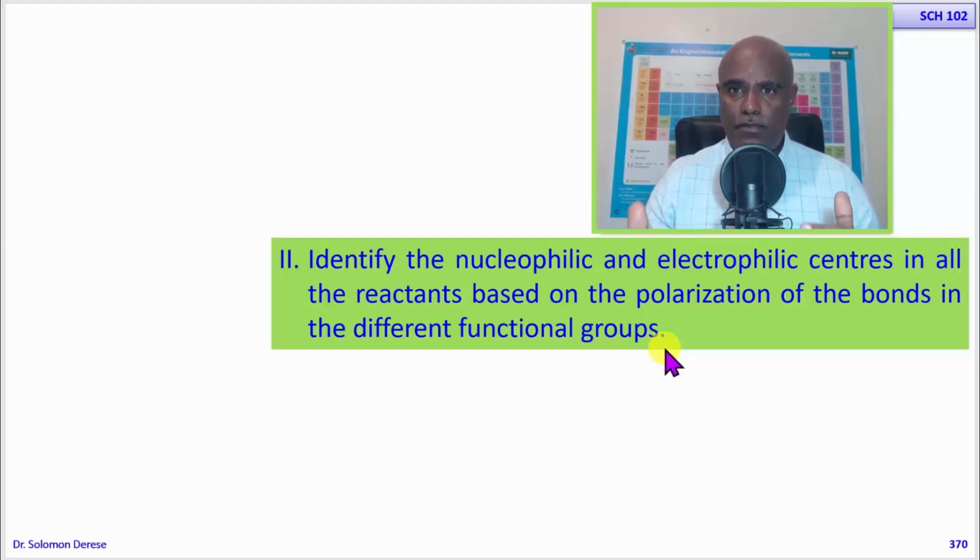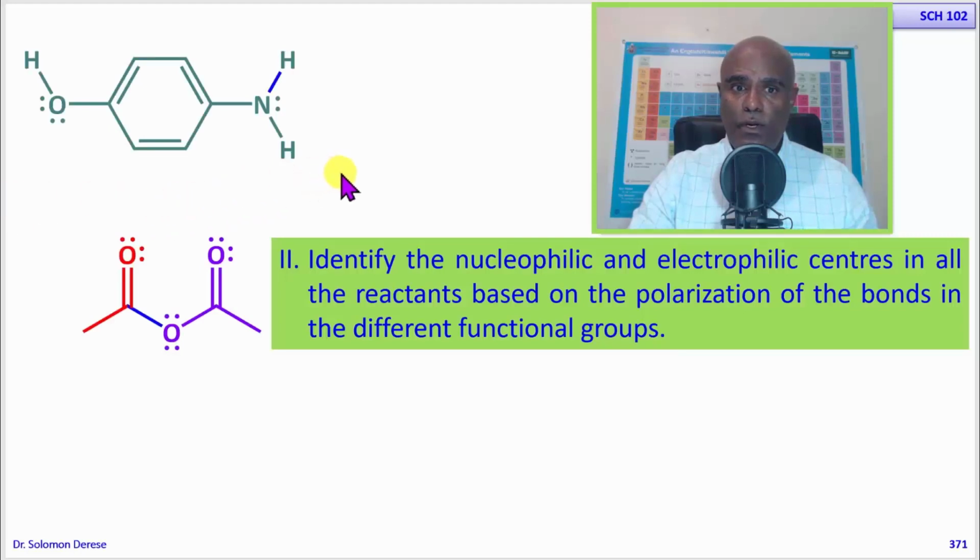Polarization pattern is dependent on the polarization of a bond. If you have a bond between two atoms and these two atoms are not the same, when one is more electronegative than the other, the more electronegative atom will attract the electrons of the bond towards itself, making it electron rich, the other one being electron deficient. So what we need to do next is to look at these two molecules, 4-aminophenol and acetic anhydride, the polarization patterns of the different polarized bonds in these molecules.